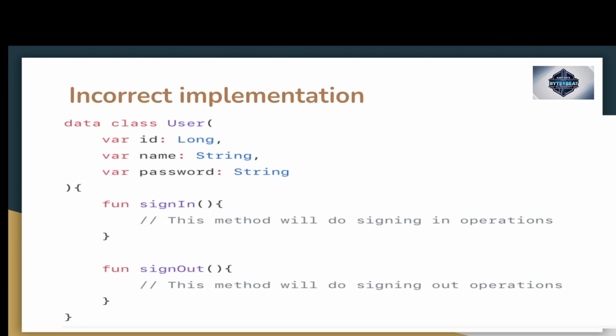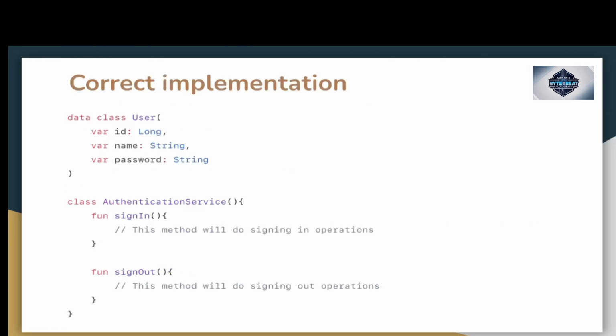When such a scenario occurs, we should separate our classes. This means the user class should only have one responsibility, to hold user information, and there should be one more class, an authentication service, responsible only for authentication services. So what will be the correct implementation? We have split the classes and made 2 classes now, one is the data class and one is the authentication service class.